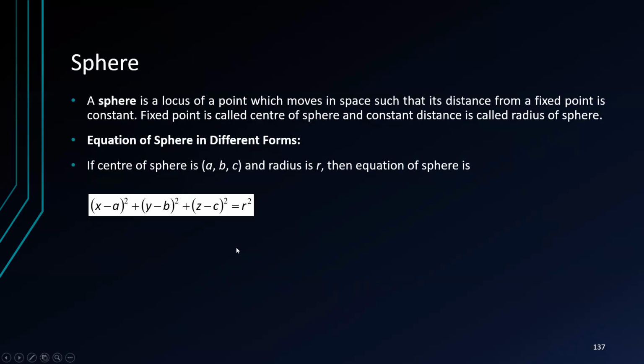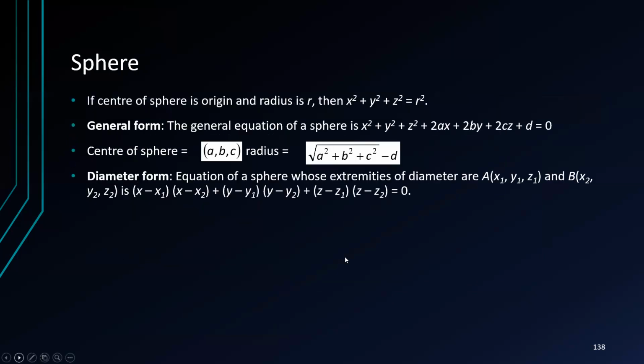Next is sphere. A sphere is a locus of a point which moves in space such that its distance from a fixed point is constant. Fixed point is called center of the sphere, and constant distance is called the radius of the sphere. So equation of the sphere in different forms. If center of the sphere is ABC and radius R, then the equation of the sphere is X minus A squared plus Y minus B squared plus Z minus C squared is R squared. If the center of the sphere is origin and radius R, then X squared plus Y squared plus Z squared is equal to R squared.